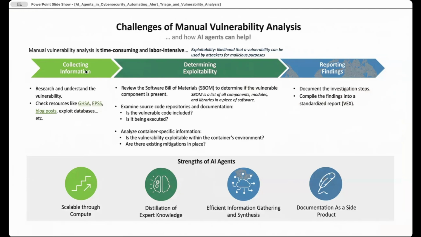The challenge of manual vulnerability analysis is that it's just like alert analysis. It requires connecting lots of information, right? Check the resources, explore the database, understand what the vulnerability means for your applications. And then you need to determine the exploitability. Exploitability is just like a likelihood. I think this is a term commonly used in vulnerability analysis. It describes the likelihood that this vulnerability can be used by attackers for malicious purposes, right? So they call it exploitability there.